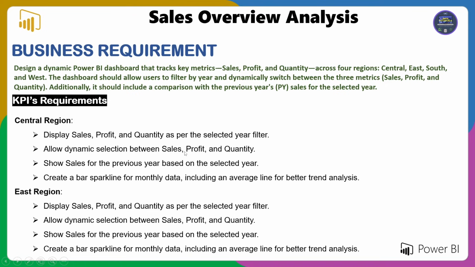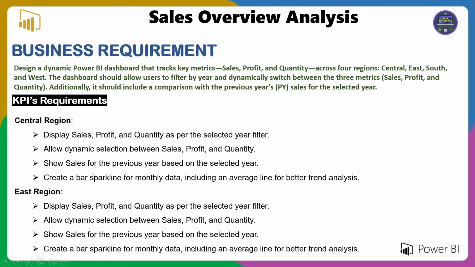So we will allow a dynamic selection between these three particular metrics, and then we will show the sales of the previous year. We are only going to show sales of the previous year based on whatever year is selected. So if the year is selected as 2024, then 2023 will be the last year. If 2023 is the selected year, then 2022 is the last year, likewise, right?